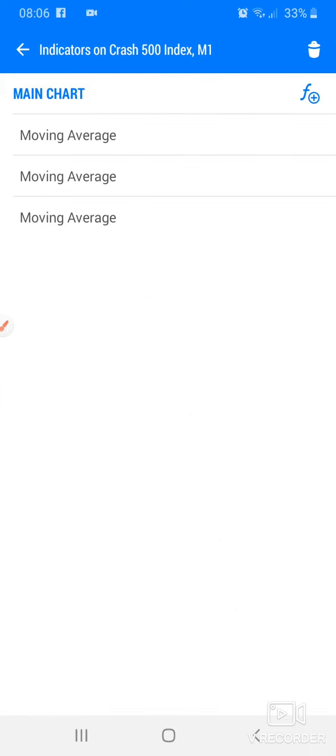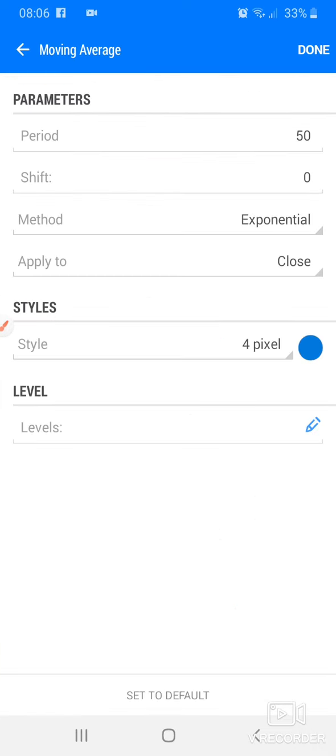Okay, then we go on to the next moving average. We have the 50 exponential moving average. So these are the parameters. Just take a screenshot and you have this setup.